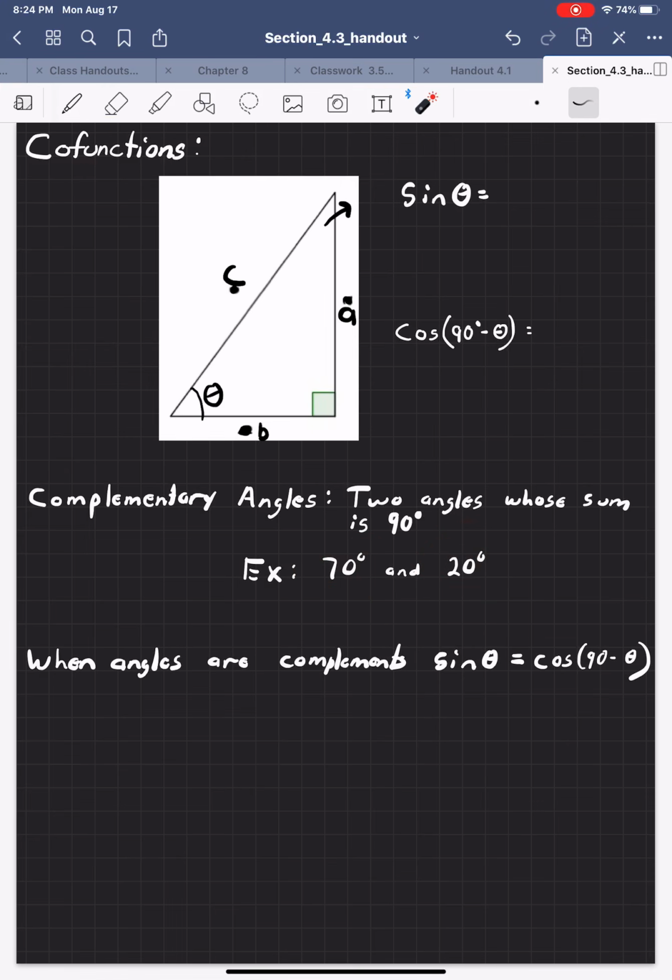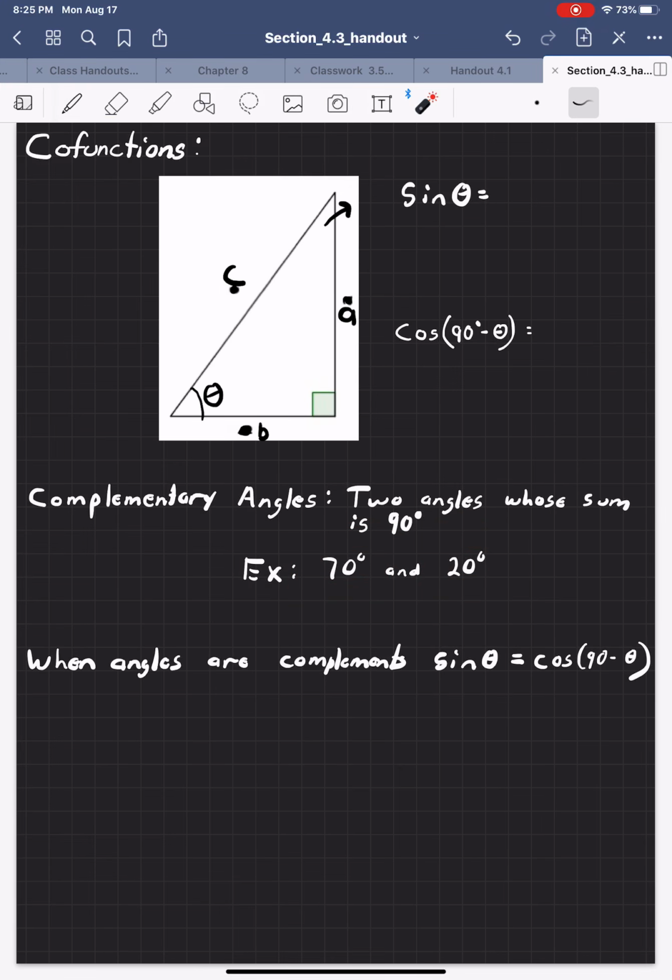Now, the idea of cofunctions, I tell you what, try something for me, if you will. If you have access to your calculator, it'll be worth it. Try taking sine of 70 degrees and then take cosine of 20 degrees. I'll wait. Take sine of one of these and cosine of the other, it doesn't matter which. You're getting the same thing, right?